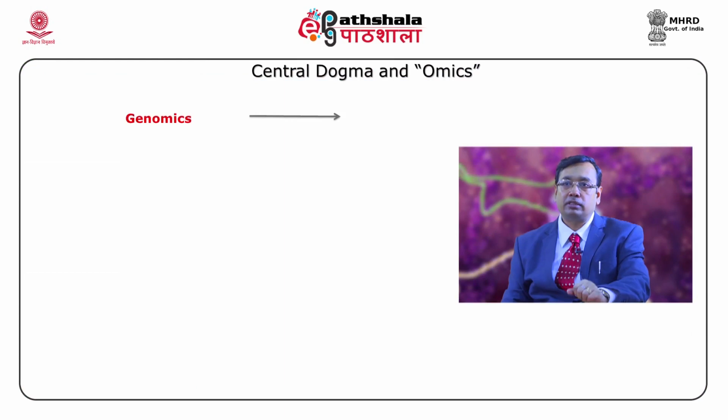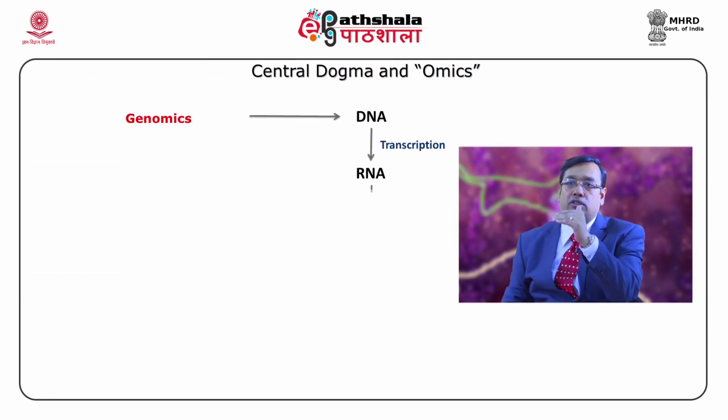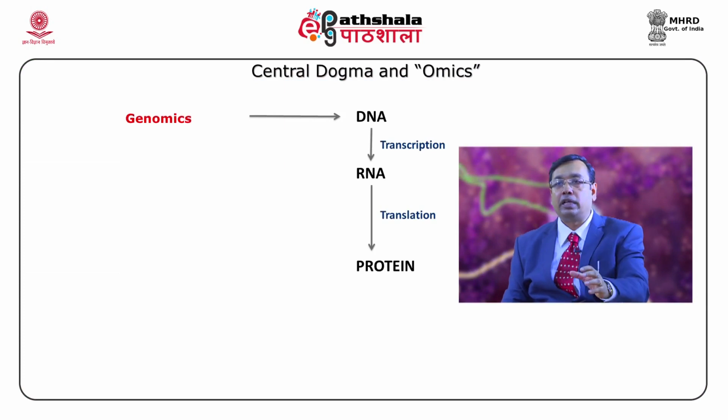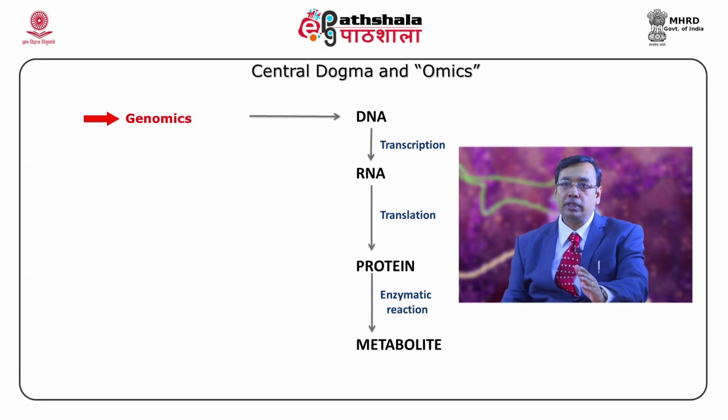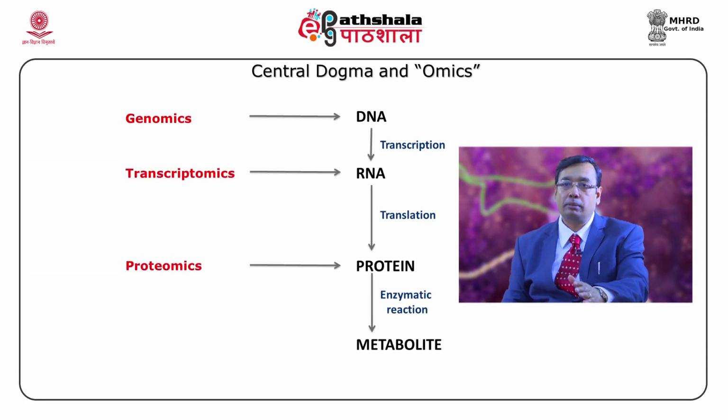So if you go with the central dogma and omics, you can see genomics is the DNA which is transcribed to the RNA, which is translated to protein, and with the help of different enzymatic reactions, it can give you the metabolites. So genomics, transcriptomics, proteomics, and metabolomics. Together, transcriptomics and proteomics are called functional genomics.